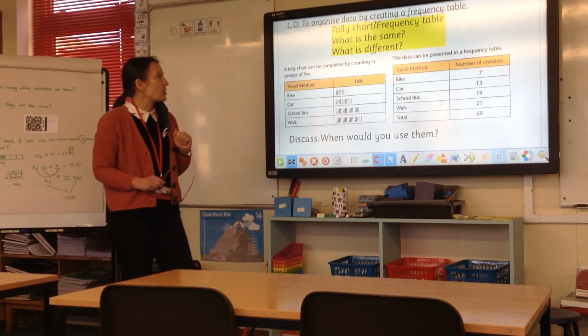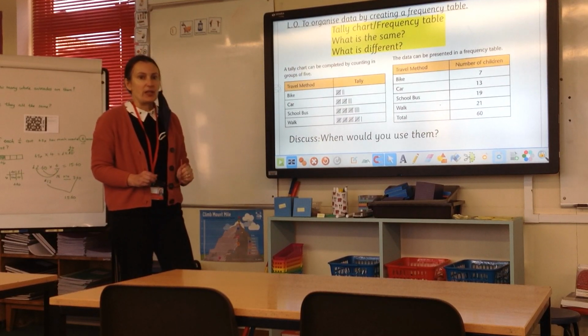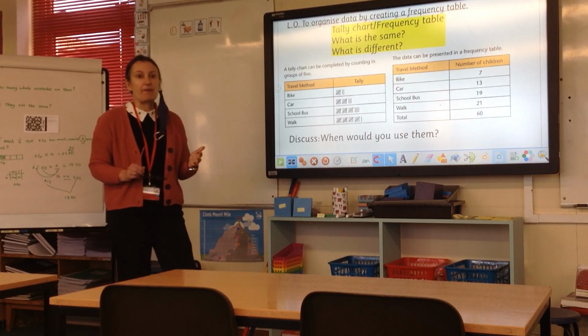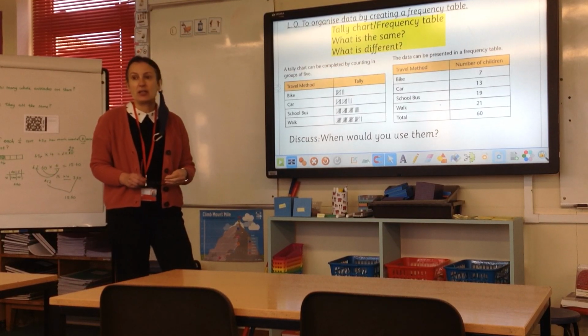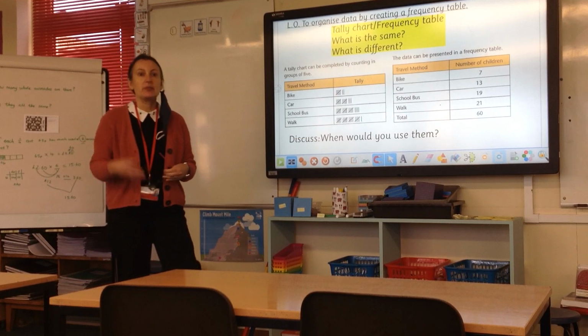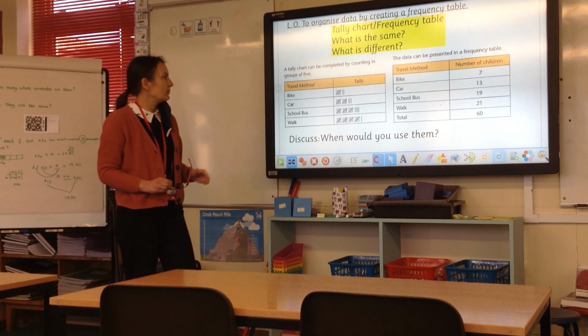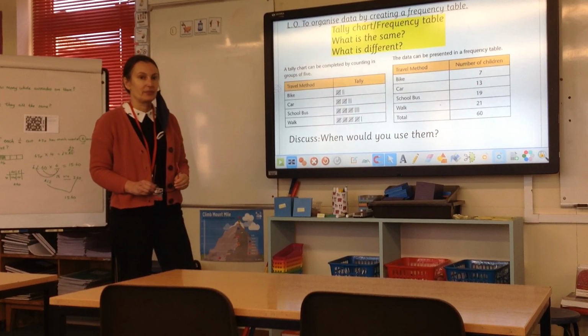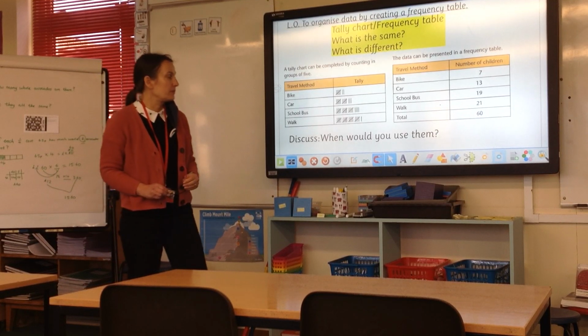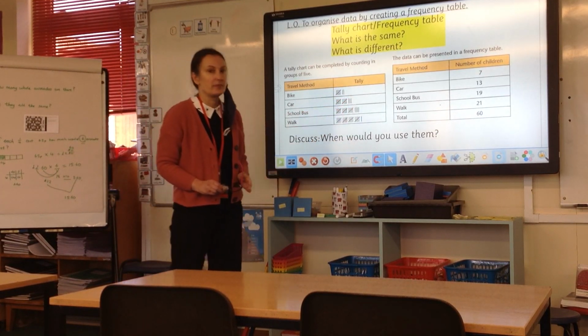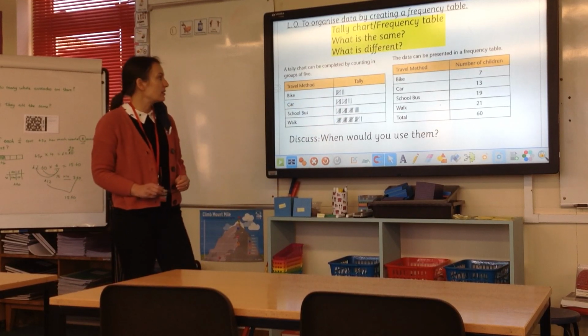Now, I've got the quick question here. What's the same about these 2 ways of representing the data, and what's different about the ways in which the data is being represented? Yes? So, the tally one on the left, it's represented in tally. So basically, one of the tally marks would equal one person that travels on bike. And then if you go to the frequency one on the right, they've represented it in numbers. Okay. So it's much clearer.